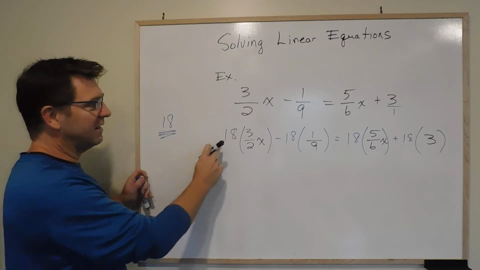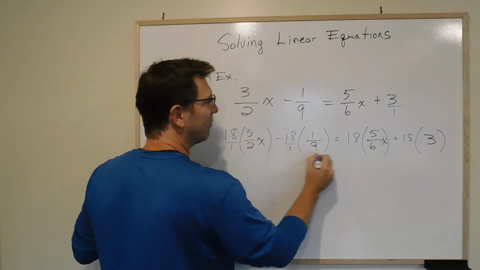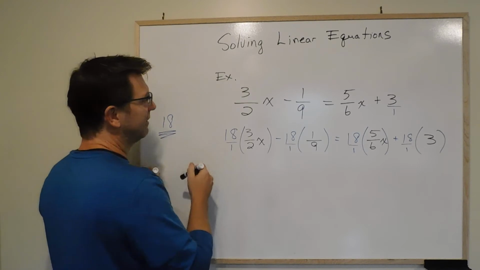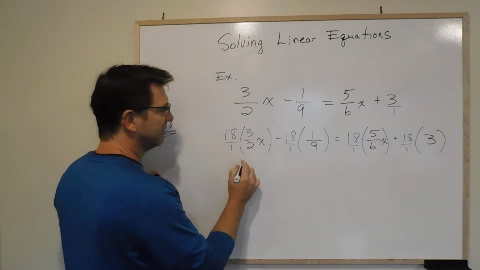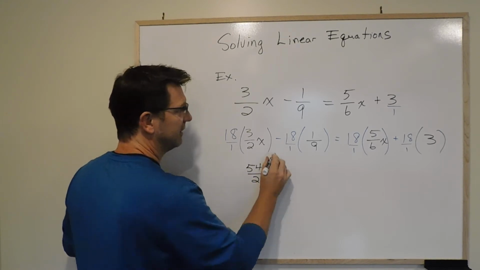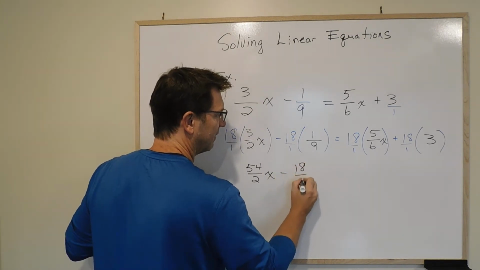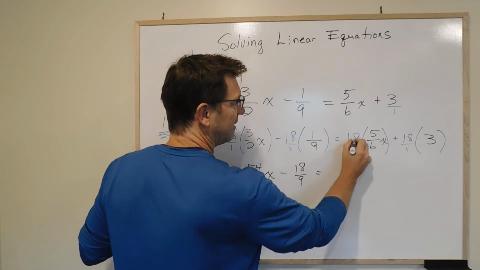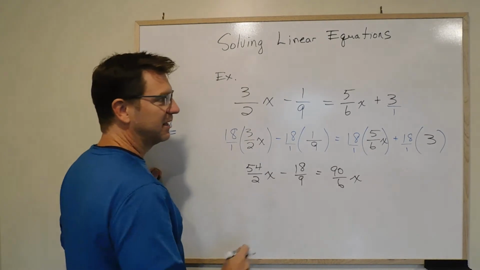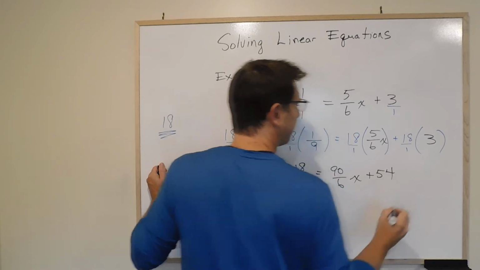So what we do, 18 times 3. Remember when we're multiplying fractions, this is really 18 over 1. So 18 times 3 is 54, so this becomes 54 over 2x. 18 times 1, this is minus 18 over 9, equals 18 times 5 is 90, 90 over 6, and of course there's an x there. And 18 times 3 we know, plus 54.